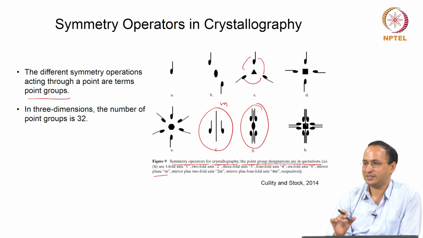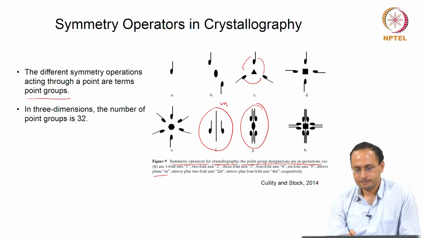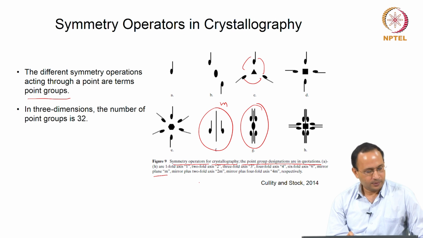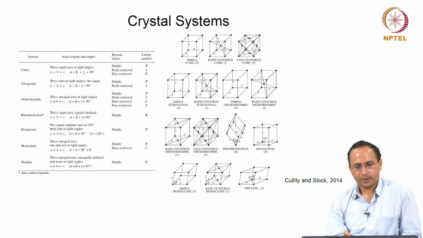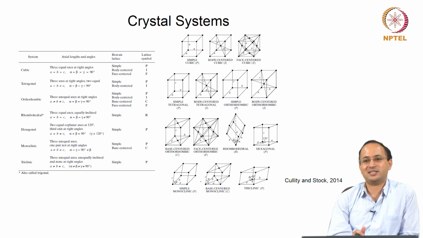So these are the operations you can do, right, symmetry operations. So in 3 dimensions the number of point groups is 32. So these are the different symmetry operations acting through a point, right. Okay, we will come back to it, but before that let us look at the crystal systems.